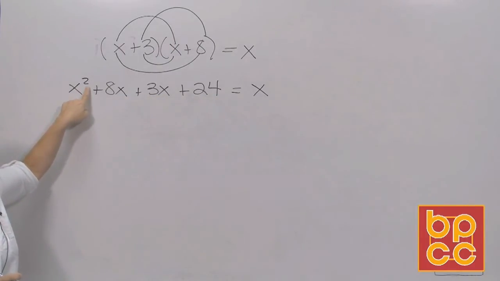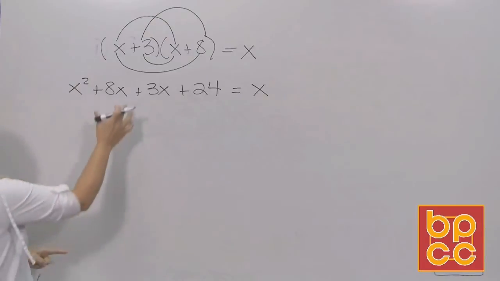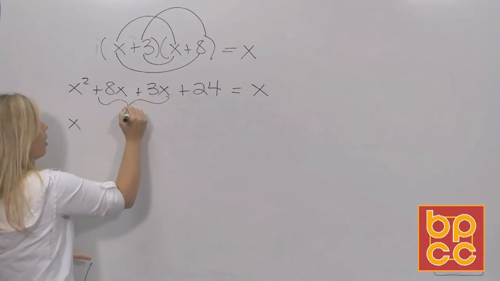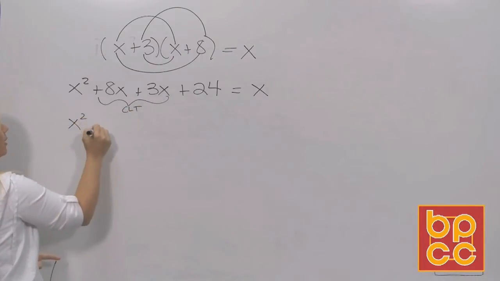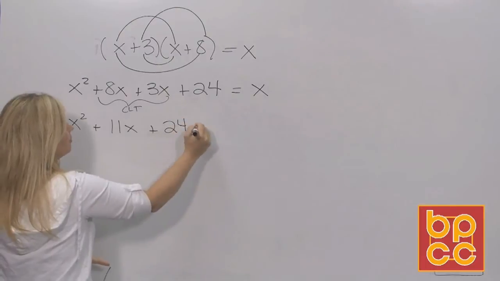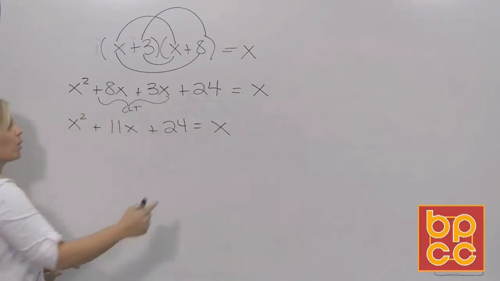Now you have a quadratic equation which says, ooh, I want to let this equation equal 0. But you guys know when you do FOIL, you should take these two terms and put them together. So let's do our CLT, our collect like terms. 8x and 3x add to 11x. Now we can get our equation set equal to 0.